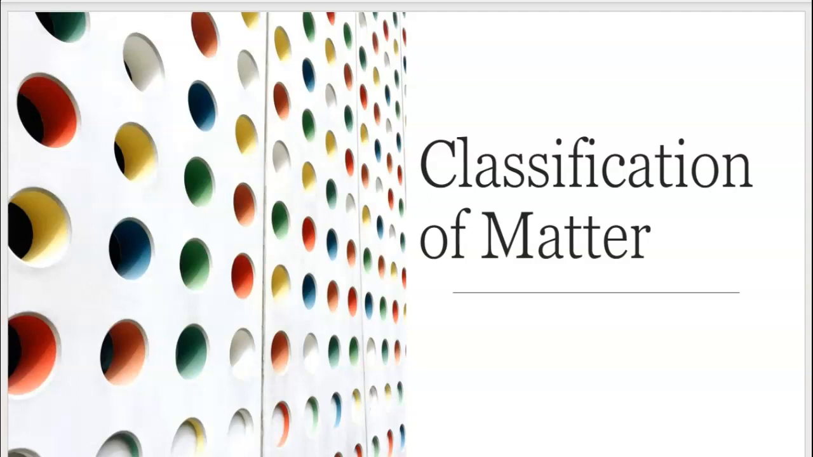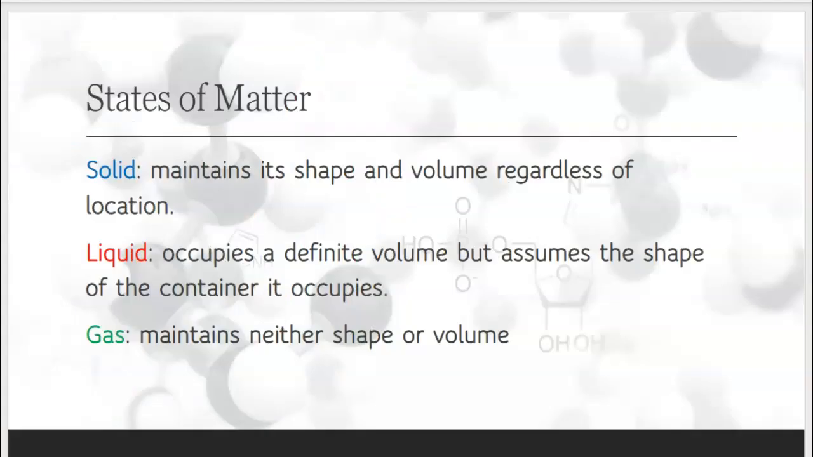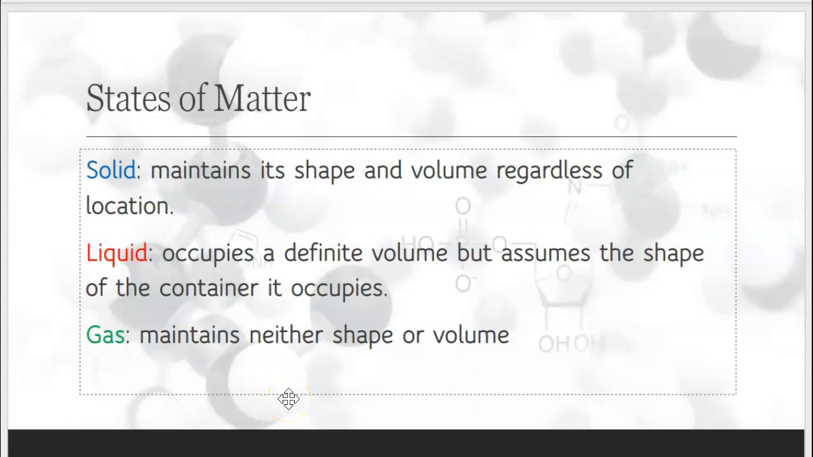Matter can be classified into three different categories. It can be a solid, which means it has a definite shape and volume regardless of location. It can be a liquid, which occupies a definite volume, but it's going to assume the shape of the container that it occupies. So remember, volume is the idea that it takes up space.